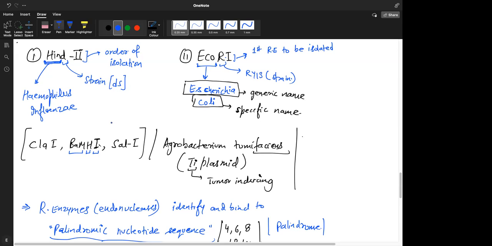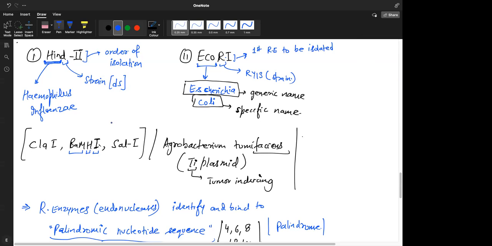Okay. So in your NCERT, I think there is a diagram where they have shown a pBR322 plasmid with all these sites, right? Yes, sir. It just tells you that you can have all these sites. Whichever site you want to cut at, you just use that restriction enzyme. Okay.